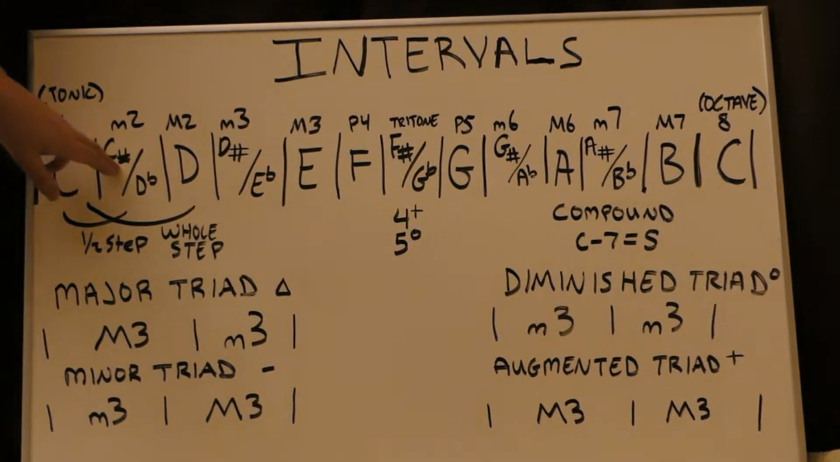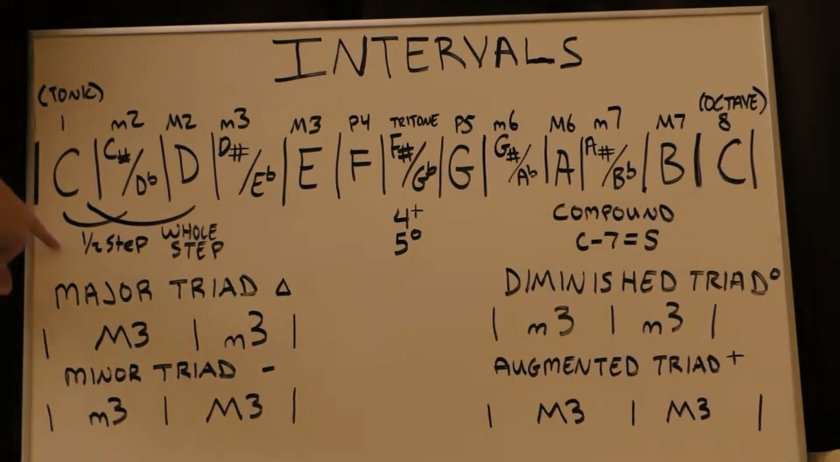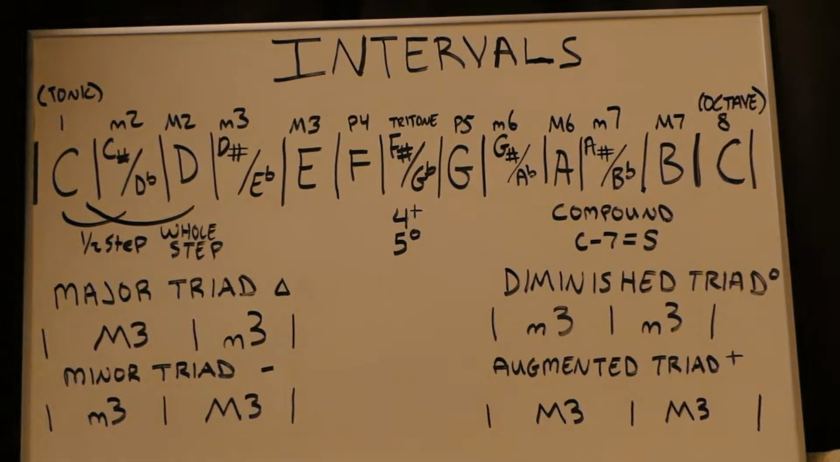So from C to a C sharp or D flat, this symbol denotes a sharp and a lowercase b denotes a flat, would be a half step away. If you play one pitch and you go up or down to the closest note available, that would be a half step away, either going up or down. And this interval from C going up a half step to C sharp or D flat would be a minor second.